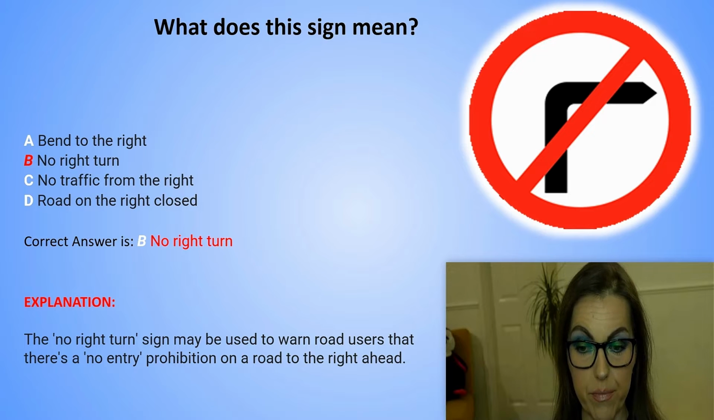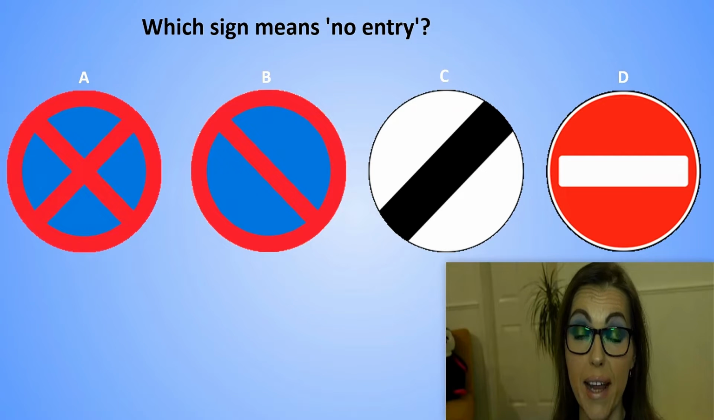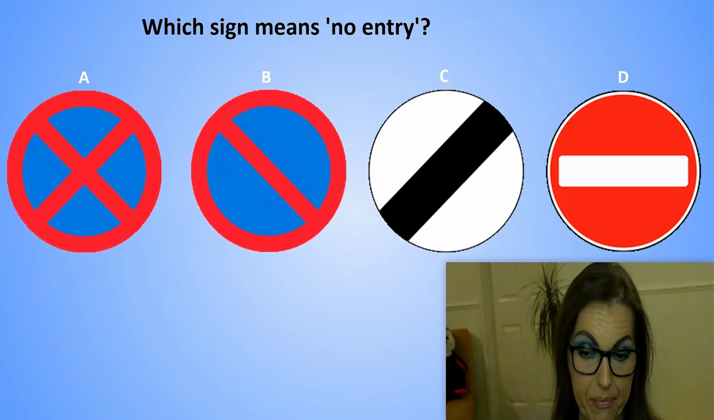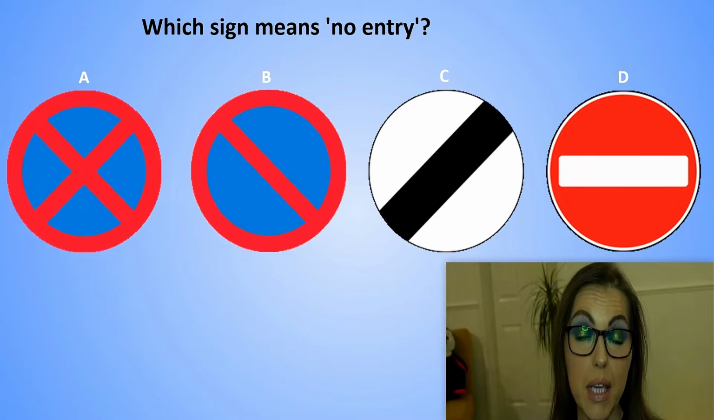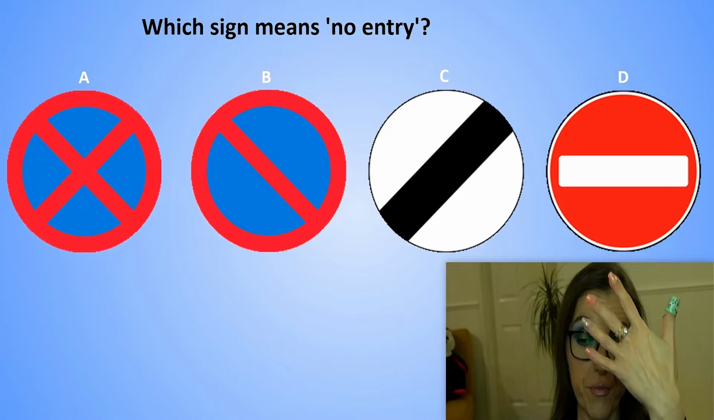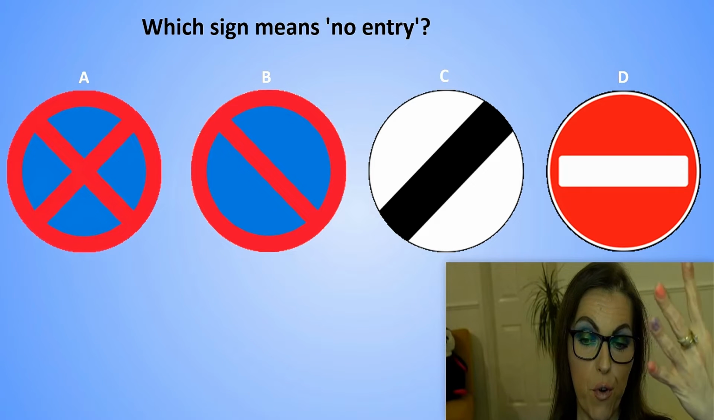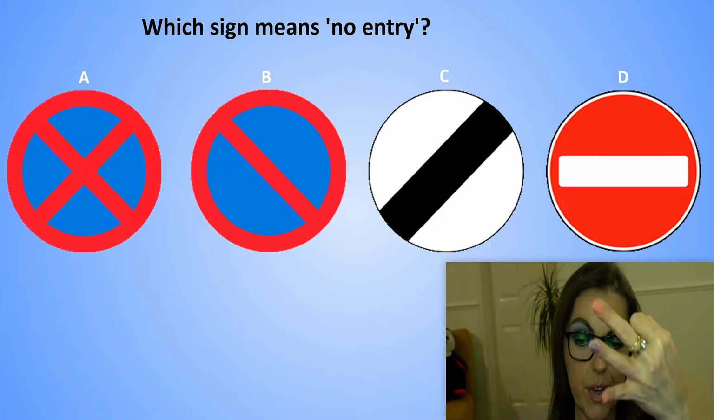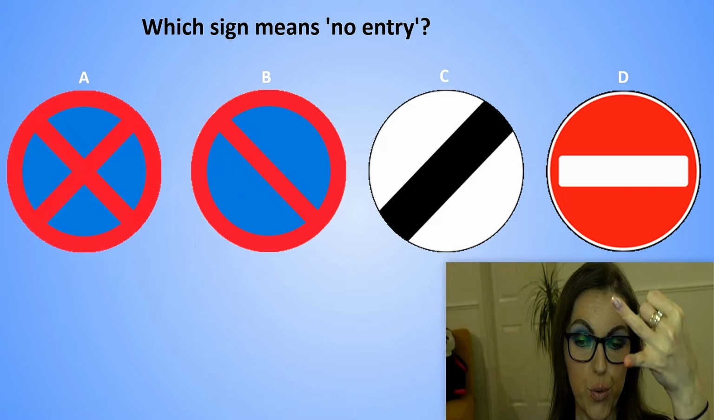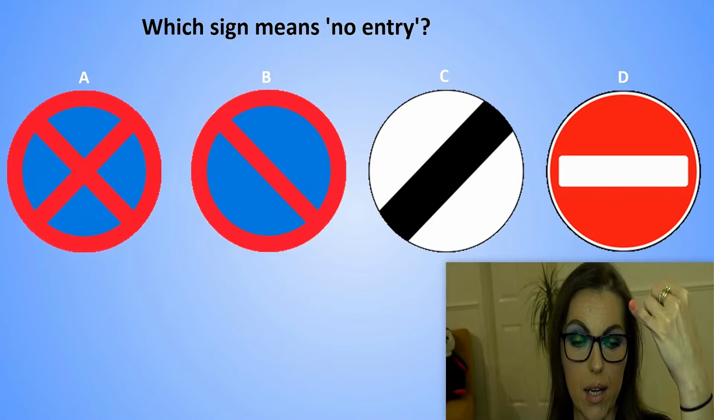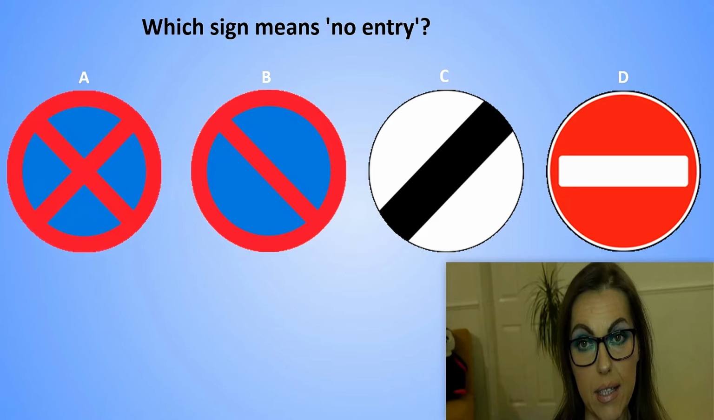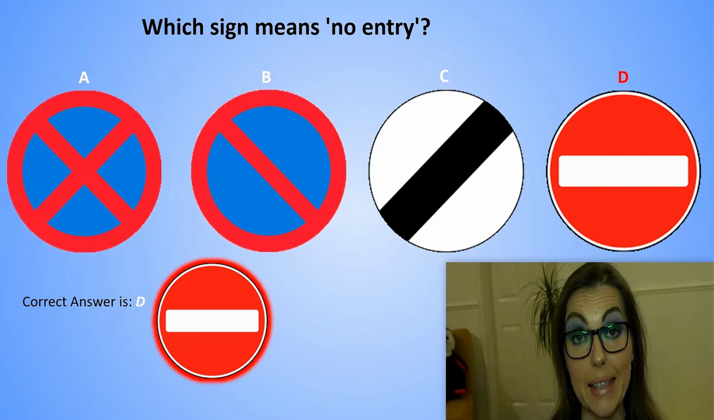Next question. Which sign means no entry? Sign A, sign B, sign C, or sign D? Let's begin the countdown. 5, 4, 3, 2, 1. And the correct answer is D.